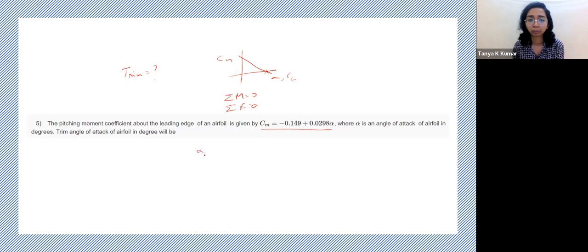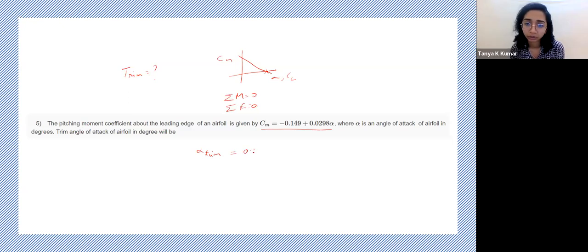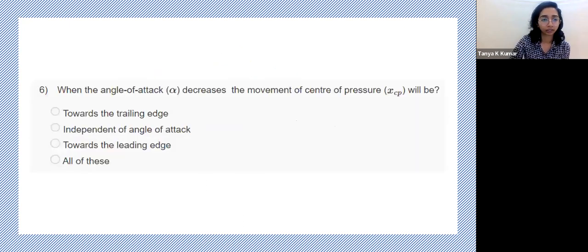So what will alpha trim be? 5 degrees. That is nothing but 1.9 by 0.0298, that is 5 degrees. Okay. So the next question is, when the angle of attack decreases, the moment of center of pressure will be towards the trailing edge, independent of angle of attack, towards the leading edge, or all of these.